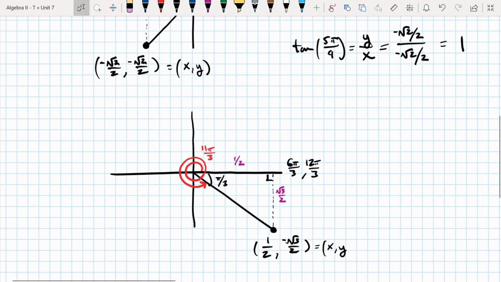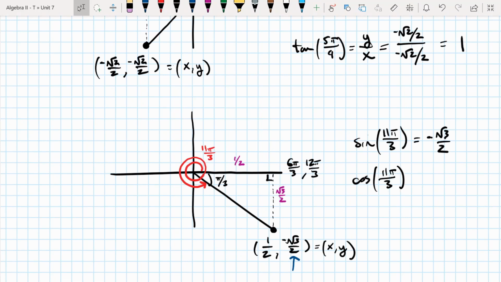The y value is going to be negative root 3 over 2 because we are below the x-axis. Now that we have our x value and our y value, we can identify sine and cosine of this angle. So sine of 11 pi over 3 is going to be the y value of our coordinate point. So sine of 11 pi over 3 is negative root 3 over 2. And then cosine of 11 pi over 3 is going to be the x value, so 1/2.